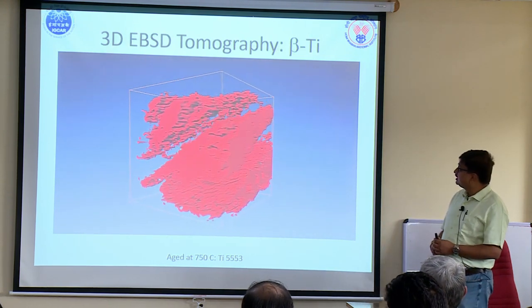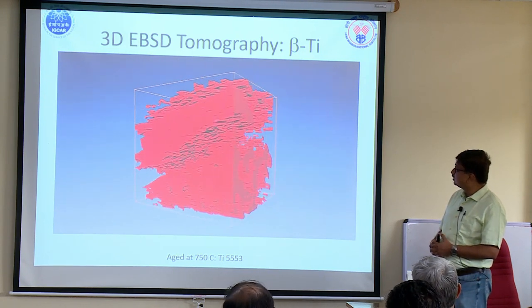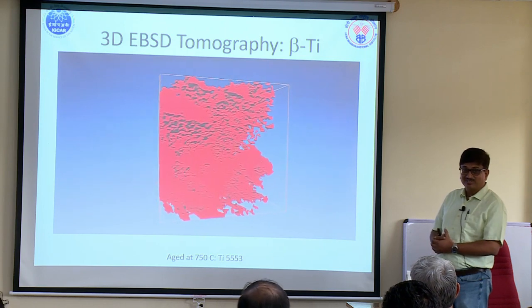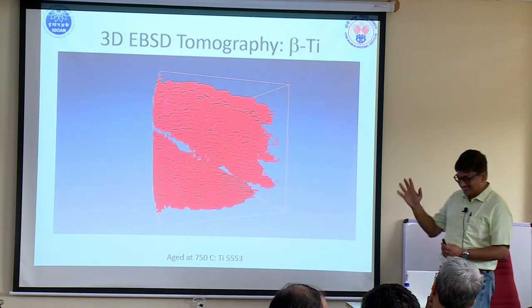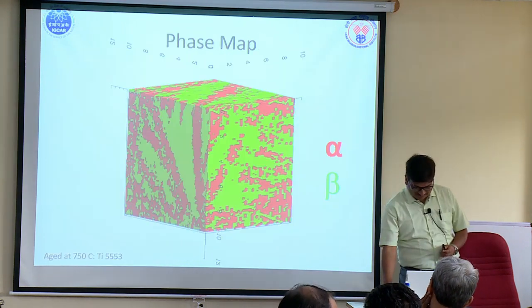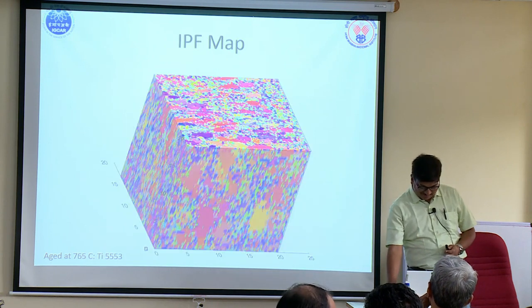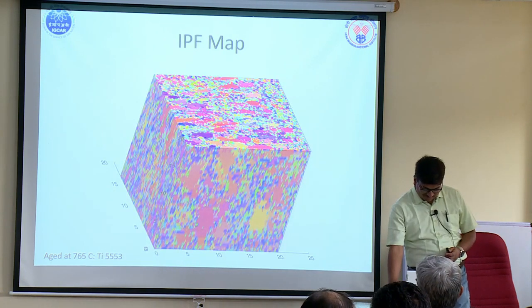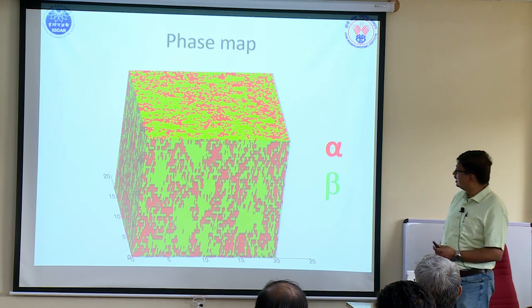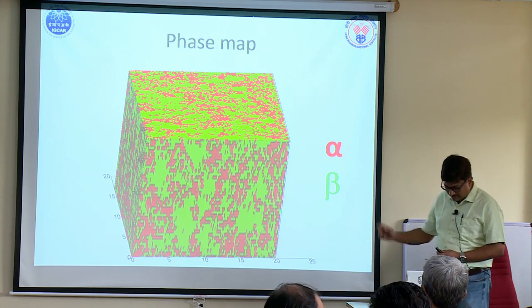So if you pick up the beta grains, this is how it looks. Again, I am not really convinced that the surface of the grain should look like that, but this is how it is picked up. And you can make a phase map, and you can have an IPF map, and whatever you want you can try to do. This is of course a different annealing condition.